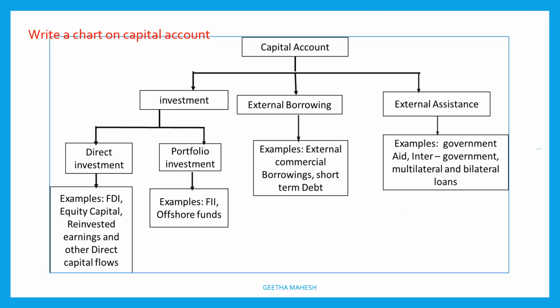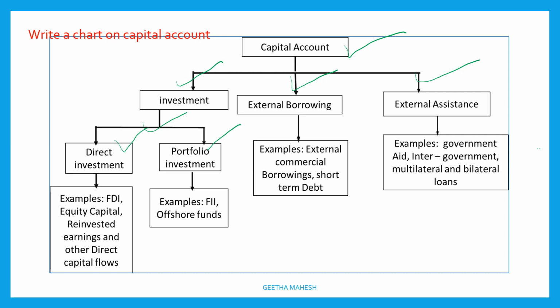Or for 4 marks, they may ask you to draw the chart of capital account under balance of payments. Okay, here capital account has three components: investment, external borrowing, external assistance. Investment are of two types. One is direct investment and the other is portfolio investment.